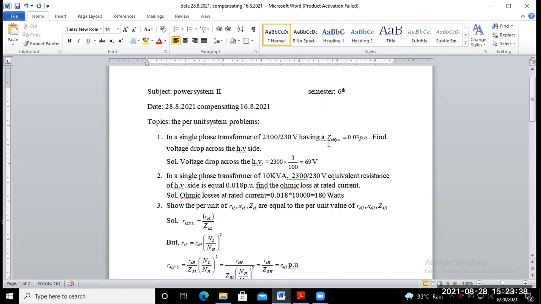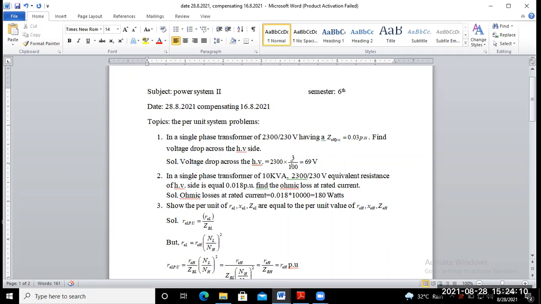This equivalent impedance on the high voltage side is given as 0.03. So you can just give the value of the voltage drop on the high voltage side. This is the impedance drop. The high voltage side voltage rating is 2300 volt, and you convert that, so 3 by 100 of it, then it equals 69.